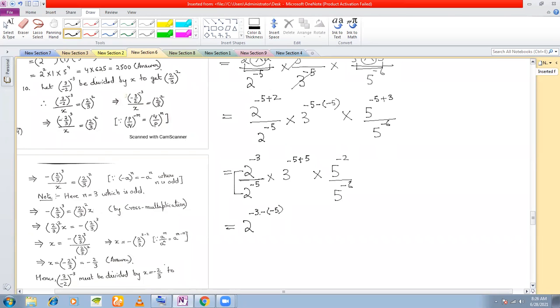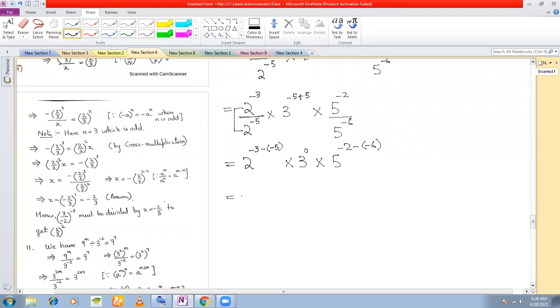a to the power of m minus n. a to the power of m by a to the power of n is equal to a to the power of m minus n, into this becomes 3 to the power of 0 into 5 to the power of minus 2 minus of minus 6. Again, a to the power of m by a to the power of n is equal to a to the power of m minus n. So this becomes 2 to the power of minus 3 plus 5 into 3 to the power of 0 is 1. And write this as 1 because a to the power of 0 is equal to 1, into 5 to the power of minus 2 plus 6.